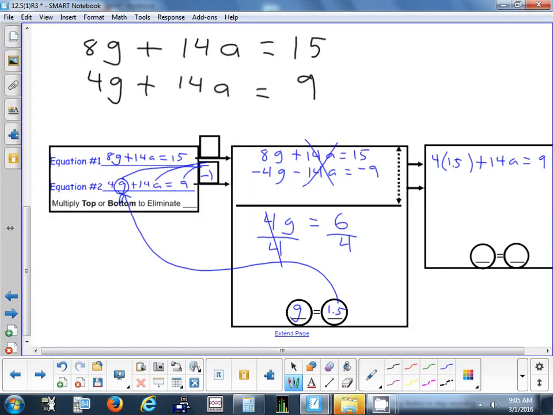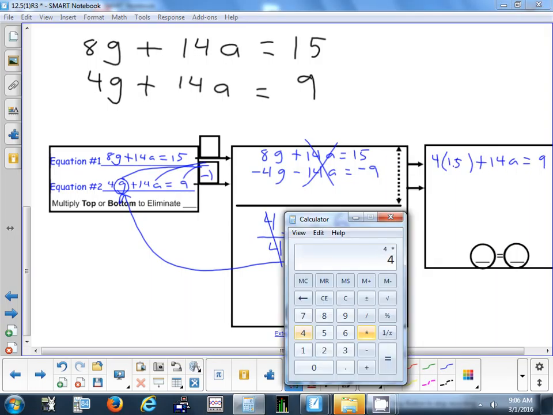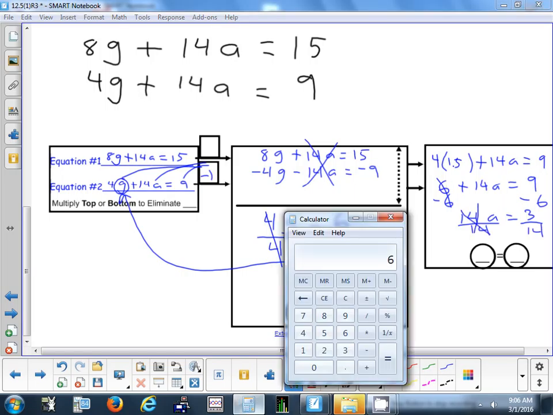Okay, since we have a decimal, we're going to use our calculator. Type in 4 times 1.5. Yep, we get 6. Plus 14a equals 9. How do we move the 6 to the other side? Subtract it. 14a equals, what's 9 minus 6? 3. And lastly, how do we get that 14 over? Divide by 14. Okay, and we'll just round our answer off. 3 divided by 14.